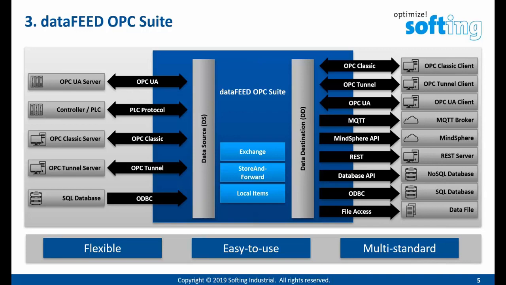A possible example would be we want to grab data from an OPC UA server, so my data source is OPC UA, and I want to convert this data to a data destination OPC Classic. Or another example would be we collect data from a PLC and the destination would be our SQL database. So we collect data from the PLC and write that data into a database.